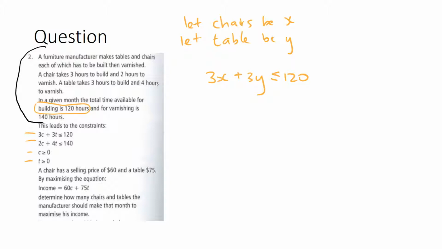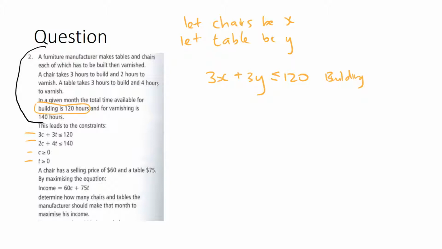Because this is like a building constraint. So x is the number of chairs. So if he builds one chair, 3 lots of 1, it's taken him 3 hours to do the building. So that is a building constraint. Can you see that? So if he's built 3 chairs, it's taken 3 lots of 3, which is 9 hours. Okay. And then same with the table. Tables are the same.